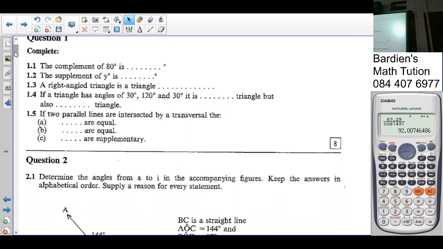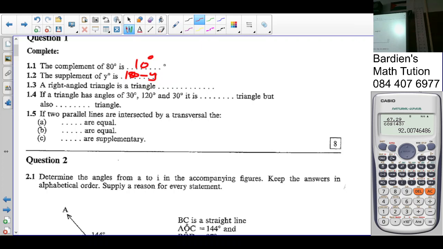The complement of 80 degrees is what? What does complementary mean? 90 degrees. So what's the complement of 80 degrees? 10. What does supplementary mean? Add up to 180. So if the one angle is y, what is the supplement of y? 180 minus y.